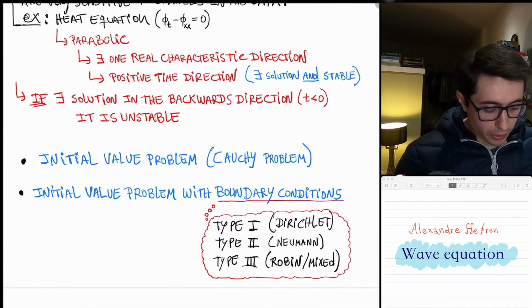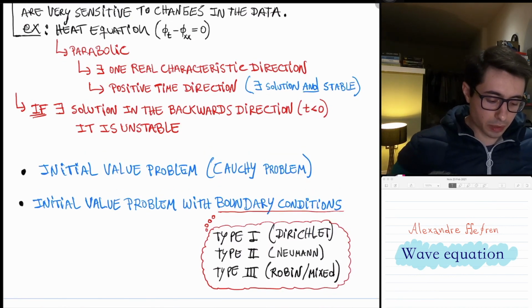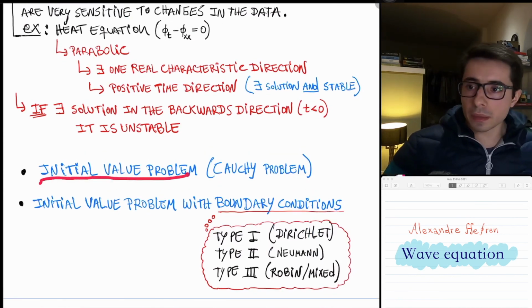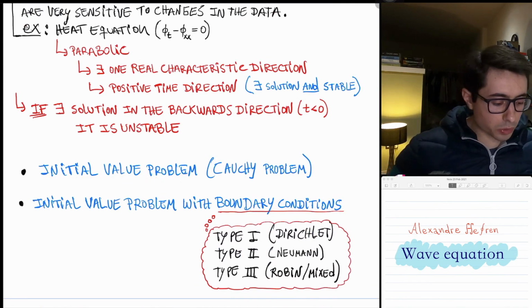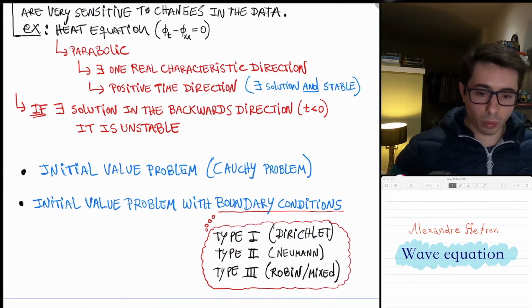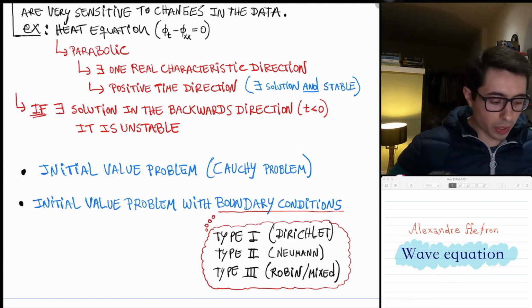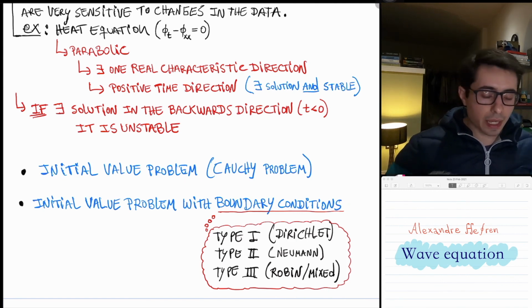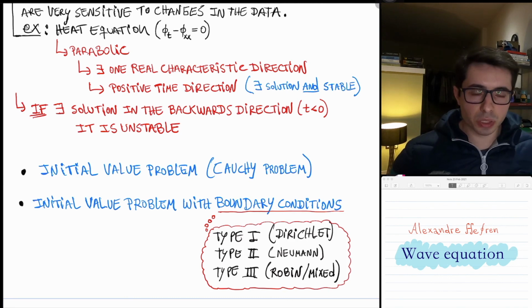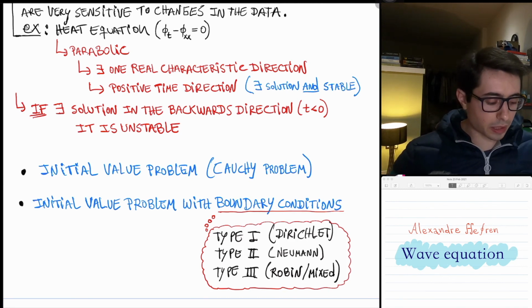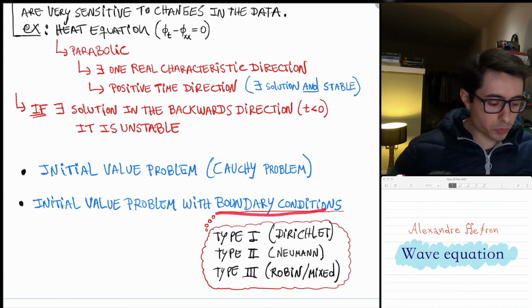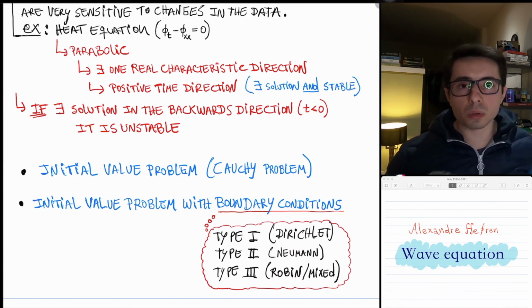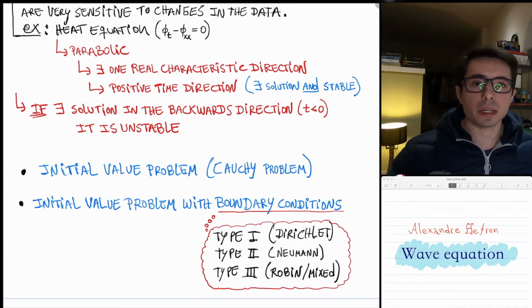Then we also should mention that when we have an initial value problem, that's usually what we call a Cauchy problem. Apart from the initial value problem, we can also have the initial value problem with boundary conditions, and we can exploit this in the case of waves on strings in a later video. If we have boundary conditions, this initial value problem with boundary conditions can also be called a Cauchy problem generally.